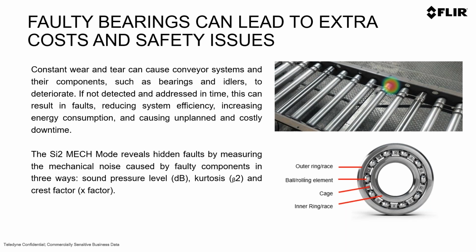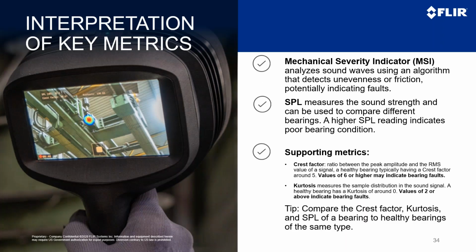are having a fault. So the SI2 mechanical mode reveals the faults by measuring the noise and also getting more information on screen. We have the sound pressure level, we have kurtosis and crest factor, and we have also the newly introduced mechanical severity assessment.